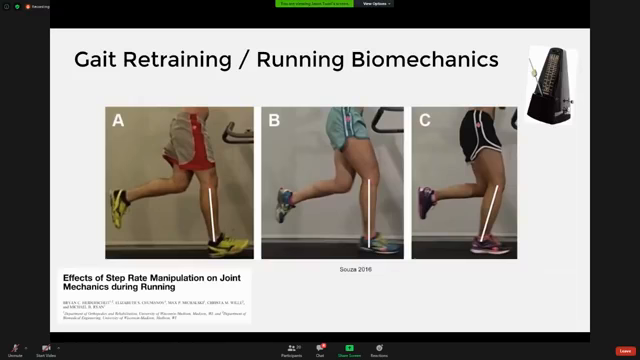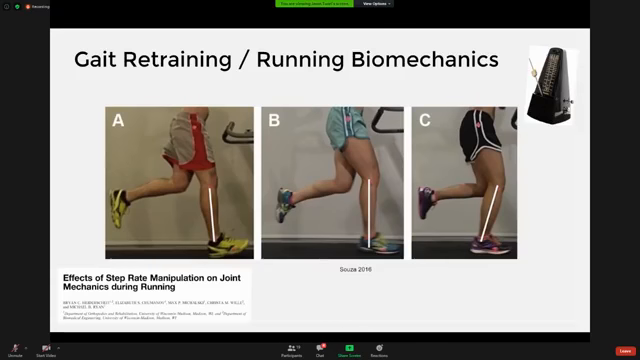So the gait retraining and running biomechanics, the really low-hanging fruit that we can do here is change somebody's running step rate and or running cadence. So your cadence is the number of steps that you're taking per minute. And typically what we see is with a slower cadence, the runner in picture A here, they're landing a little bit further forward in front of their center of mass. So their stride length is long.